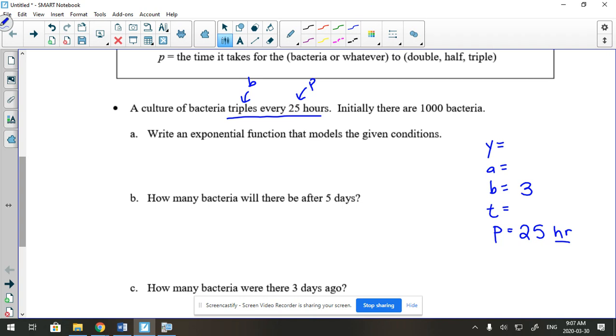Then it says initially there are 1,000 bacteria. Your starting amount is always your A. So my A here is 1,000. So that's all I know from that first statement.